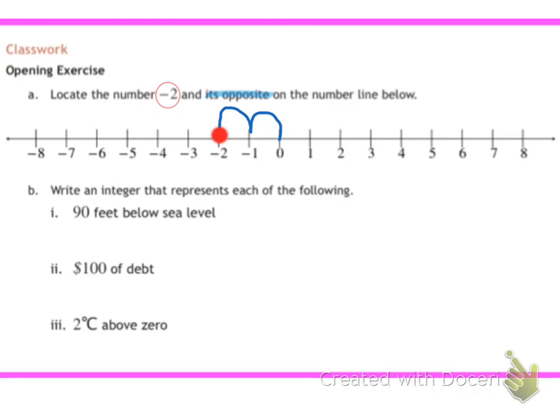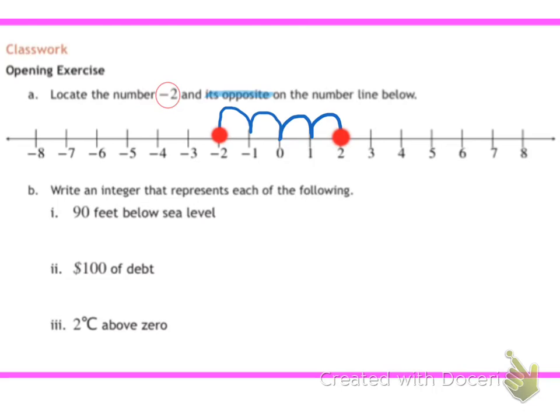The second part says locate its opposite. So I know that the opposite of -2, if I went 2 spaces to the left to get -2, I need to go 2 spaces to the right, which puts me at +2. So I just finished locating -2 and its opposite on the number line.